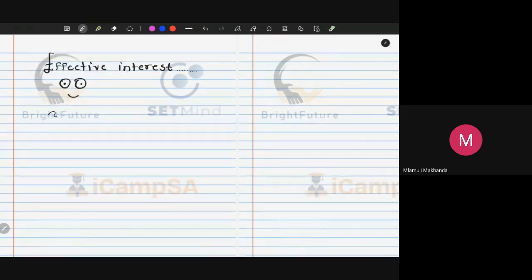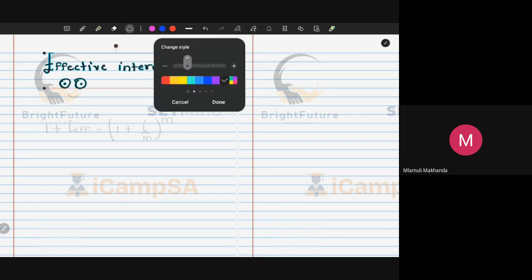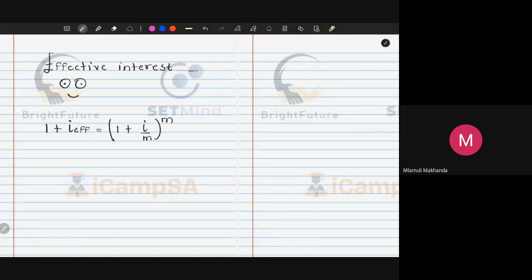So what should come to your mind is this formula here, which is 1 plus i_eff, so this is i_eff, and this will be equal to (1 plus i^(m) divided by m) all to the power of m. This is the formula which should come to our mind, all of us guys, whenever we see the term effective interest rate. So let's put in the rate here.